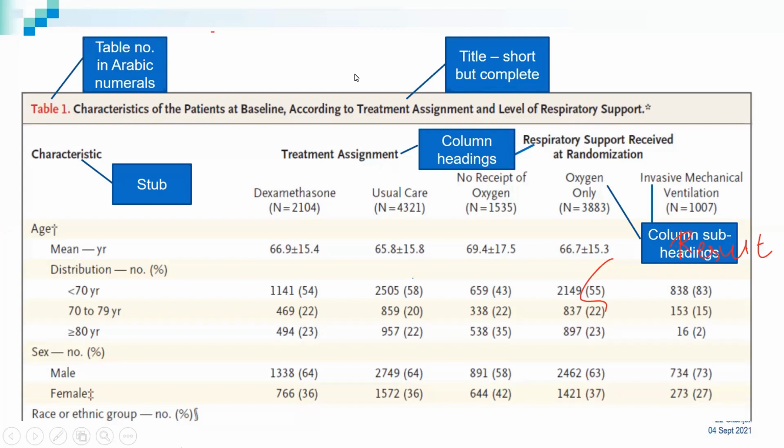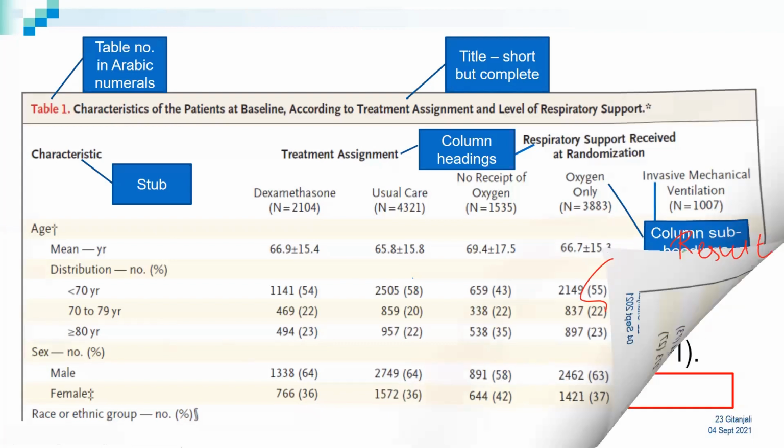Characteristics of patients at baseline according to treatment assignment and level of respiratory support, they have put. So in the table, this heading which is there on the left side, where you are going to put all the things, it is called the stub. And then these are the columns. These are the 2 columns. And here, dexamethasone, usual care, these are the column subheadings. So you can have column headings and for each column you can have column subheadings. So this is called the stub. And as you can see under the stub, you have age, sex, race, ethnic group, all the things going on under that.